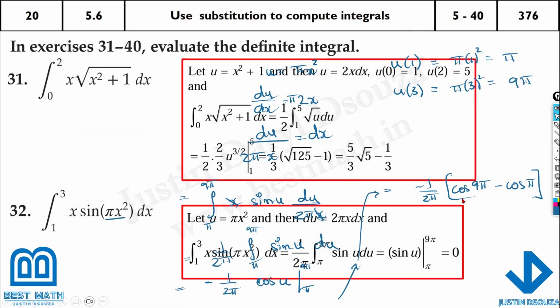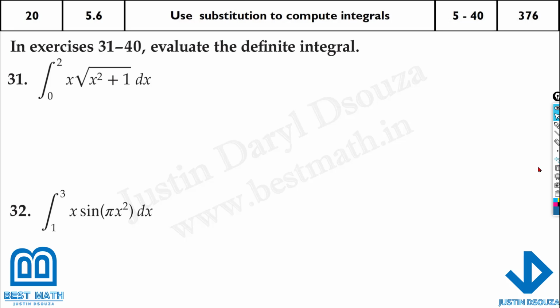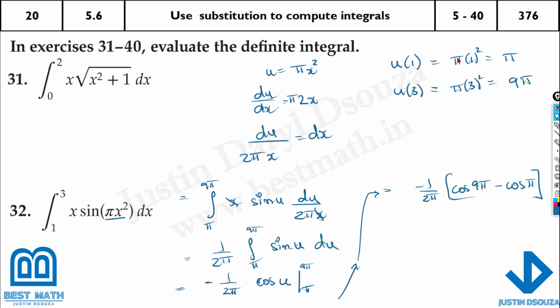Here you can see, that's it. Don't do what they have shown over here, because they have not done the steps properly. It is very important for you to do the steps: step 1, step 2, step 3, and the final step.